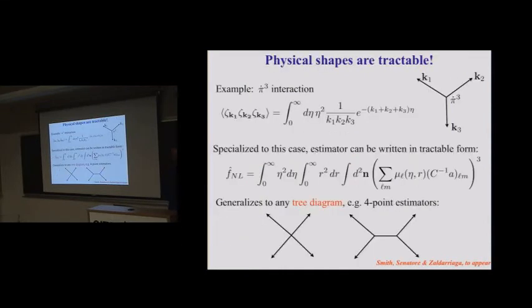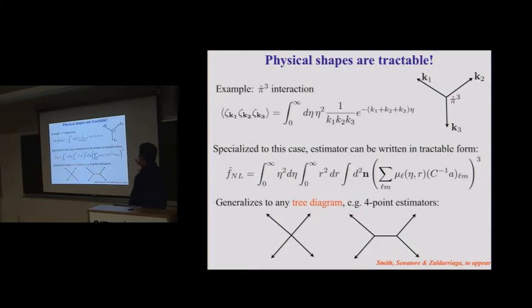However, what originally seemed like a miracle of algebra, like a coincidence, is that if you use a physical shape and just go through this chain of general formulas with a physical shape plugged in, then you always seem to end up with something tractable. So, going back to the example that I showed earlier of this pi-dot-cubed interaction, if we evaluate this Feynman diagram, the result is naturally presented as an integral over the time where the interaction happens.